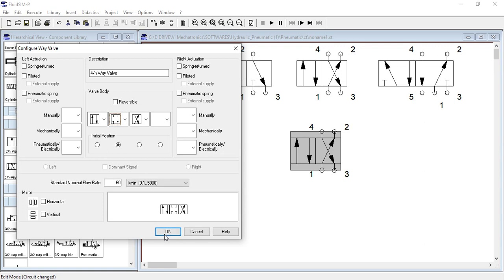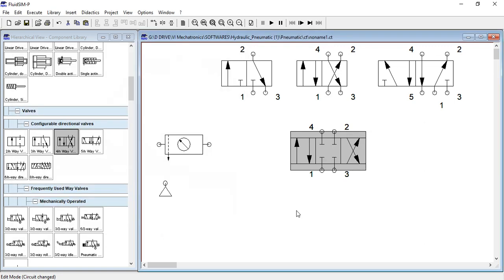So your wall has now become what? 4 by 3, because now the ports are only 4, but you can see here that the squares are 3. So this is a 4 by 3 direction control wall. Similarly, can we do it for 5 by 3?